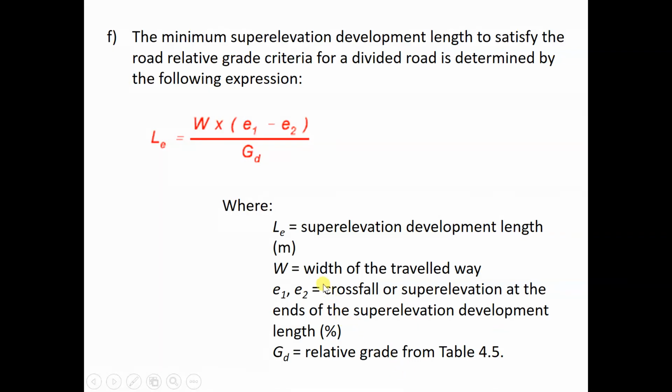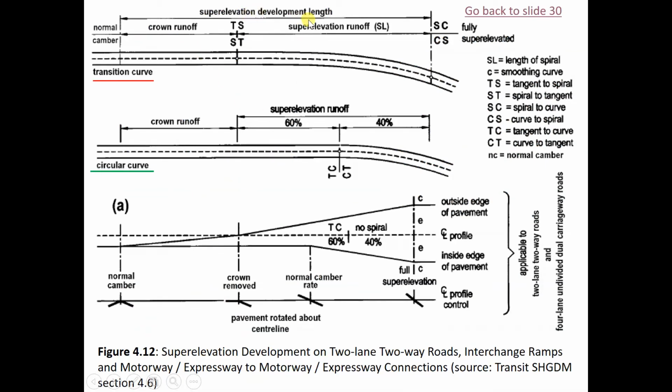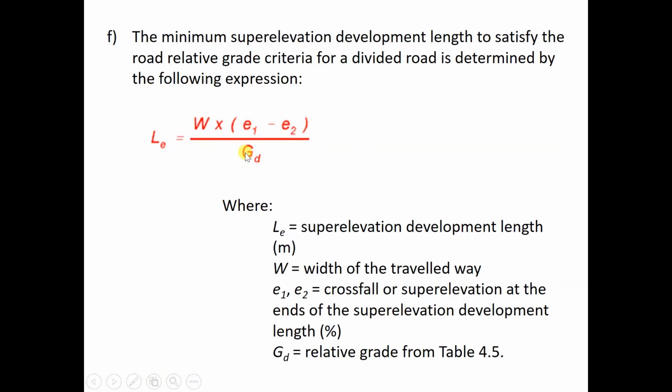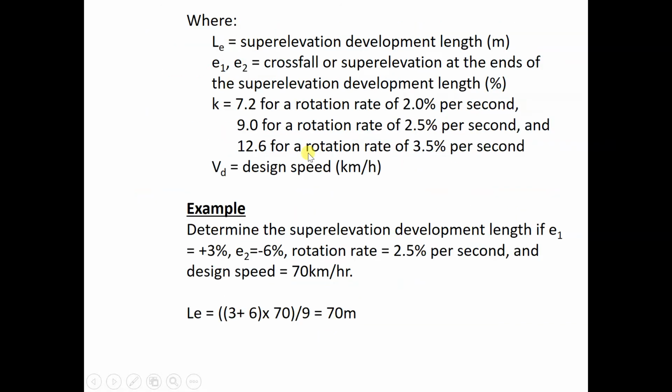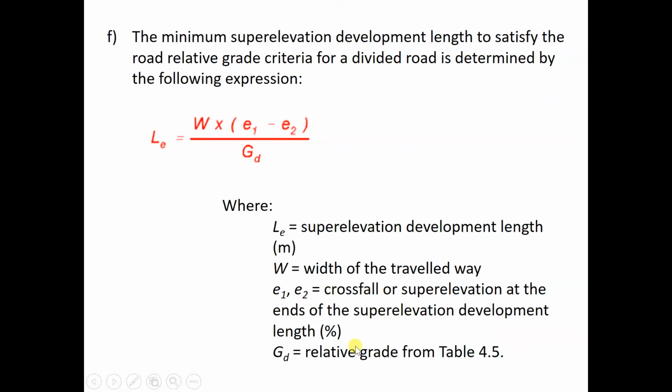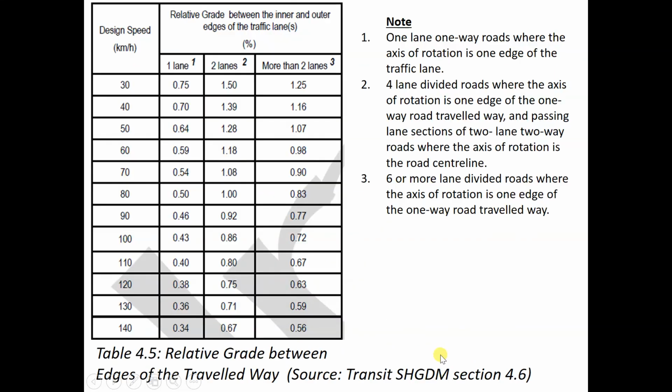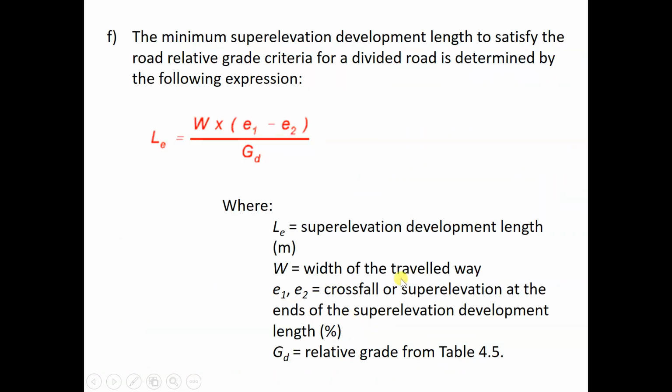So this is another way to determine the super elevation development length. The first way is based on this formula, just the speed, and then the change of the crossfall from the initial camber to the full super elevation. And this K here just depends on the rate of rotation, whereas the second case is more based on the relative grade from the travel way.